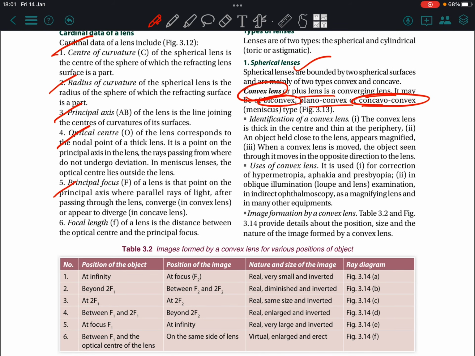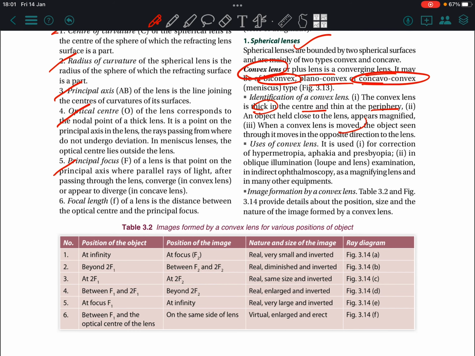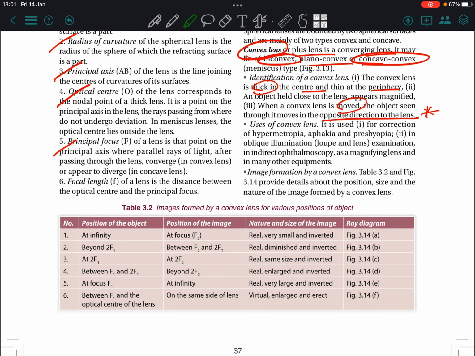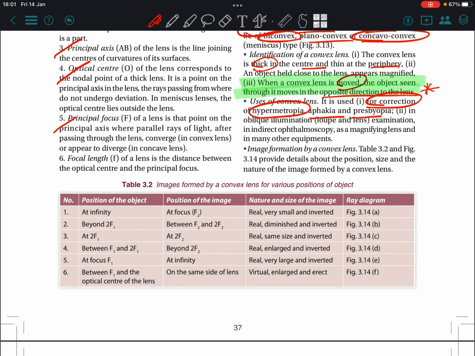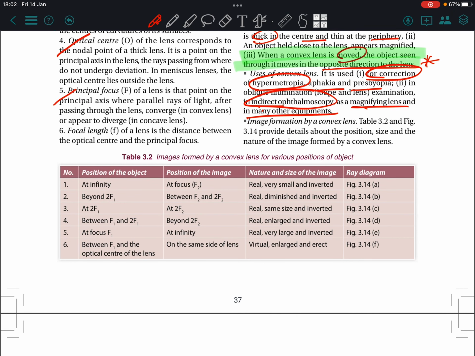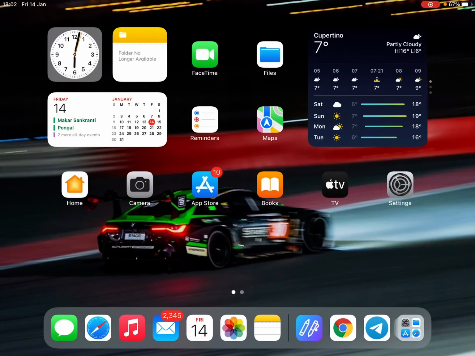Identification of a convex lens: the convex lens is thick in the center and thin at the periphery. When a convex lens is moved, the object seen through it moves in the opposite direction to the lens. Use of convex lens: it is used for correction of hypermetropia, aphakia, presbyopia, in oblique illumination examination, in direct ophthalmoscopy, as a magnifying lens, and in many other equipment. Image formation by a convex lens is given.